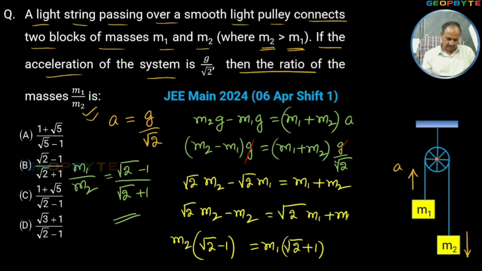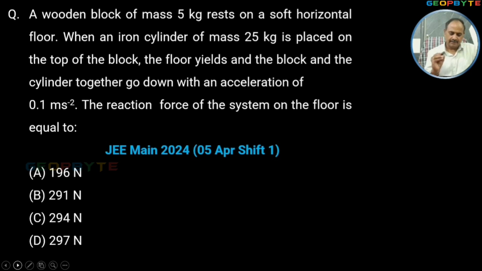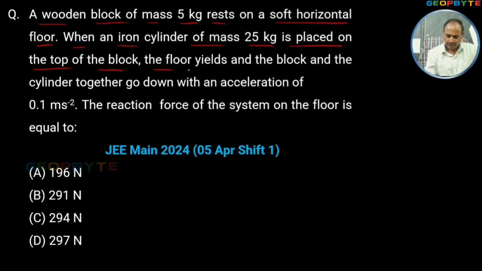Look at option B. Option B is absolutely correct. Understood clearly? Similarly, let us discuss another important question. Try to read it clearly. It is asking like this. A wooden block of mass 5 kg is resting on a soft horizontal floor. When an iron cylinder of mass 25 kg is placed on top of the block, the floor yields and the block and the cylinder together go down with an acceleration of 0.1 meter per second square.